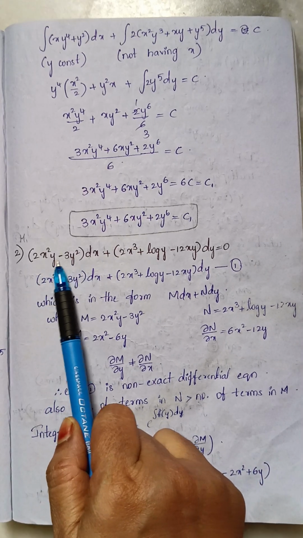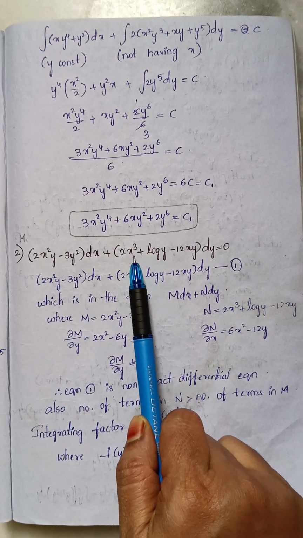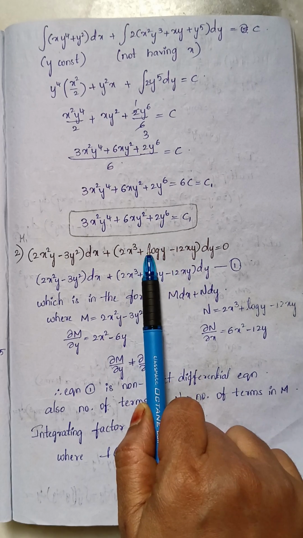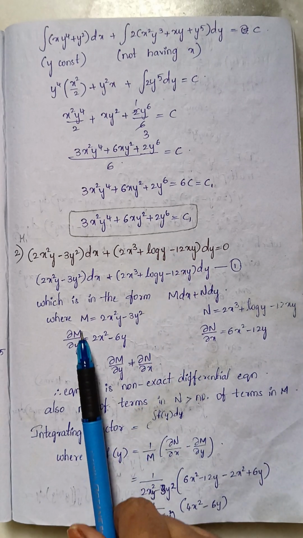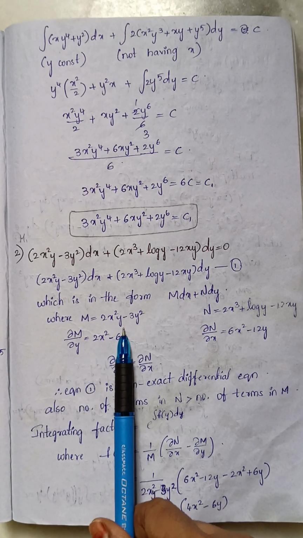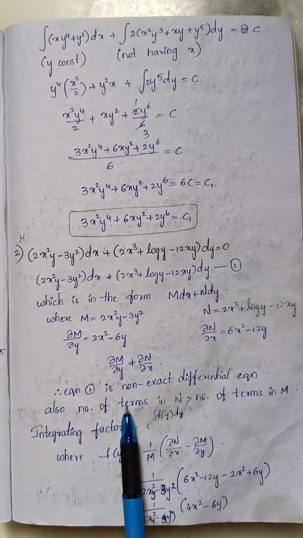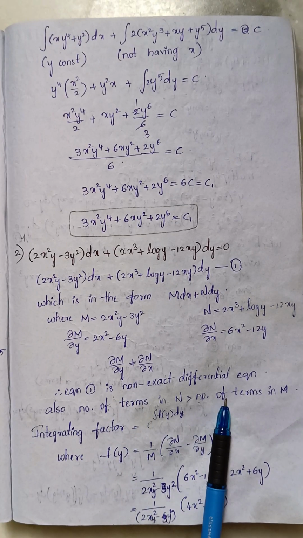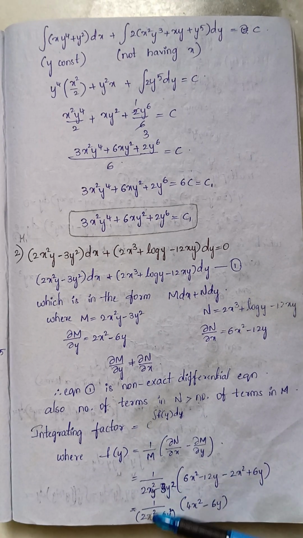Similarly here, number of terms in M is 2, number of terms in N is 3, which is greater. So the same method we can apply. First of all, obviously it is a non-exact differential equation, ∂M/∂y and ∂N/∂x here are not equal and also N has more terms, then the formula, then simplification.